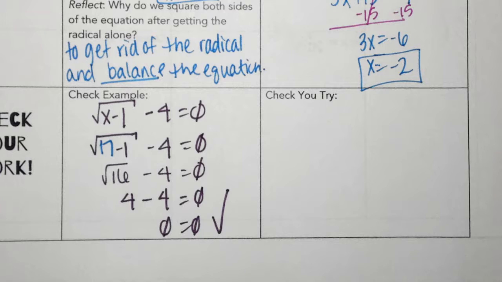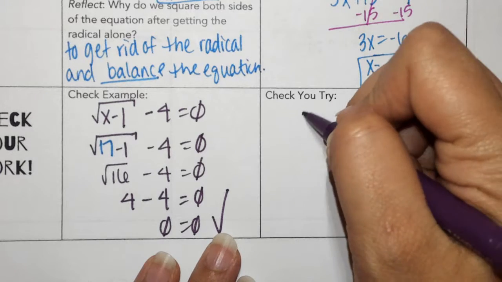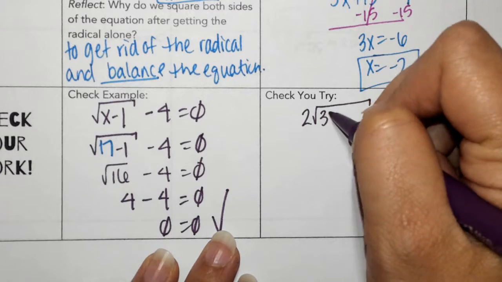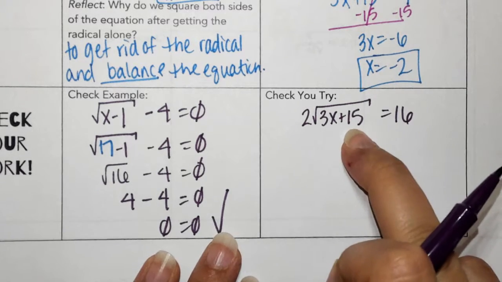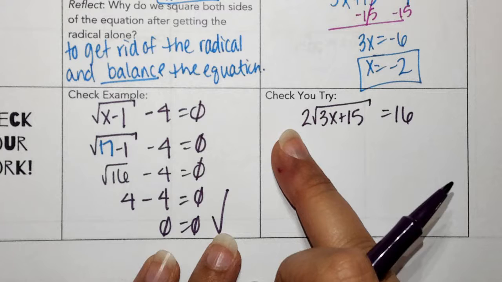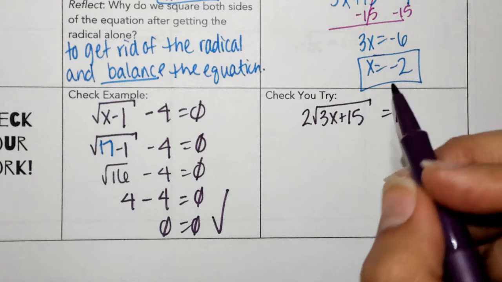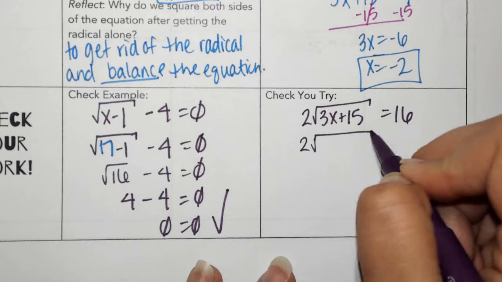Alright, so for the you try example, what was our x value? -2. Now everything's under the radical this time except 2, correct? Alright, let's plug in -2 and see what we get.